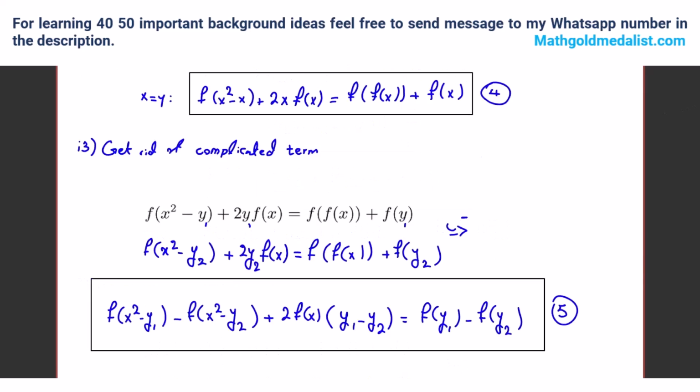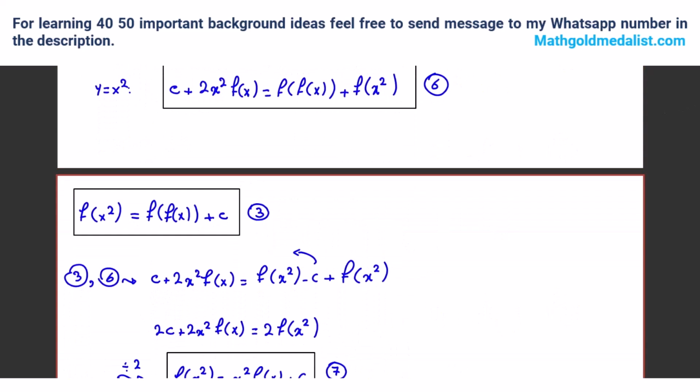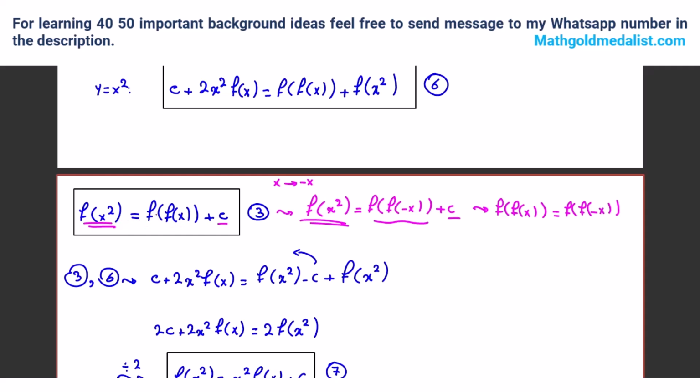Let's consider again third result. From here, if we consider f of negative x, okay, f of negative x squared is x squared. We change x to negative x, is equal to f of negative x plus c. This is equal to this one. This is equal to this one. So we can conclude what? We can conclude f of x is equal to f of negative x. One term is left for each of them. So that term should be equal.